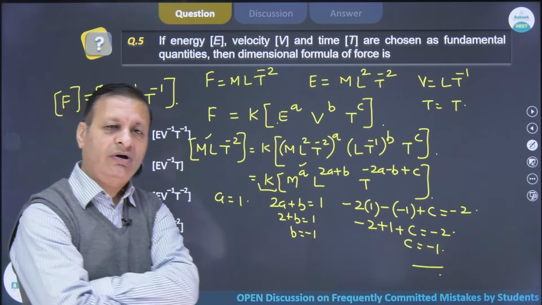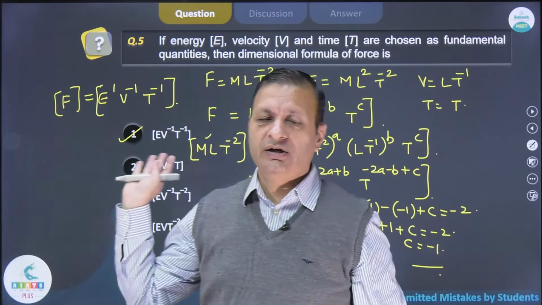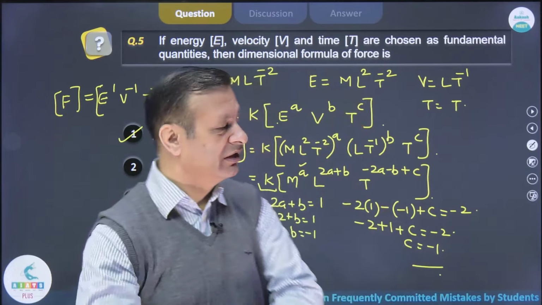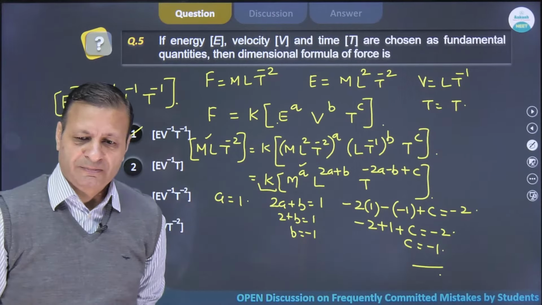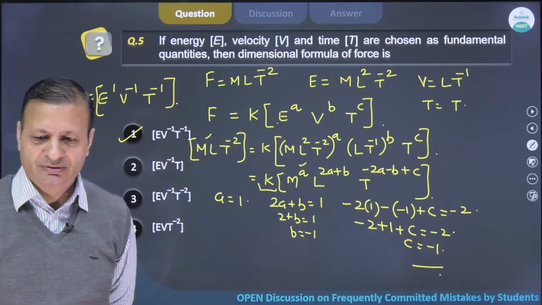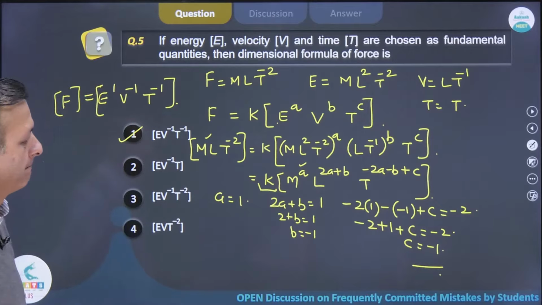You can do it by your even hit and trial method also, but I think this is the sure shot way to derive the relation among the different physical quantities. Any doubt from this part? Any doubt? Shall we move?